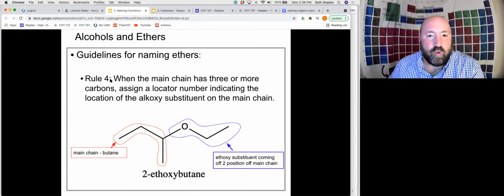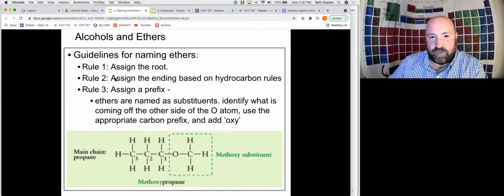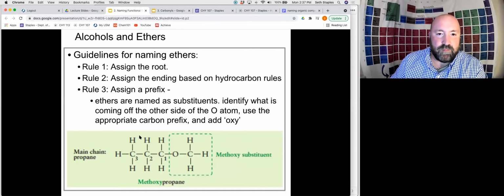But another rule is that when the main chain does have 3 or more carbons, we need to assign a locator number indicating the location of the alkoxy substituent, so indicating where the ether is coming off. And so this sort of gets at what I was just saying too. So here, we've got this compound here.